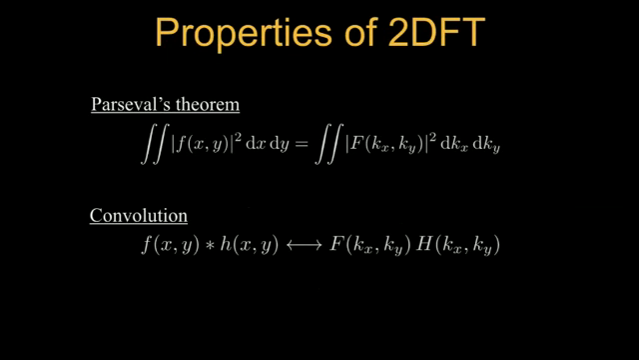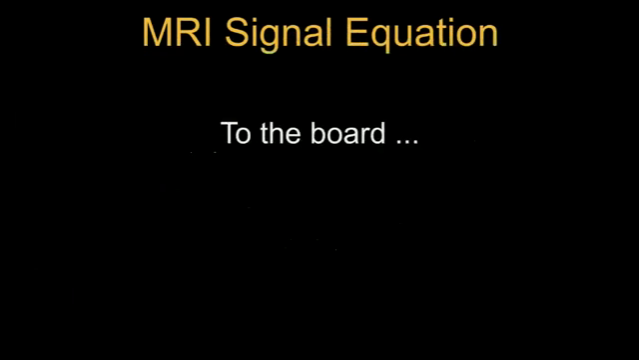And again, our good friend convolution that we just saw also has an associated Fourier transform property, in that if you convolve two 2D functions, it's the multiplication of their spectra in 2D Fourier space. All right, so with all that math in mind, let's go back to the signal equation we saw at the beginning of class.